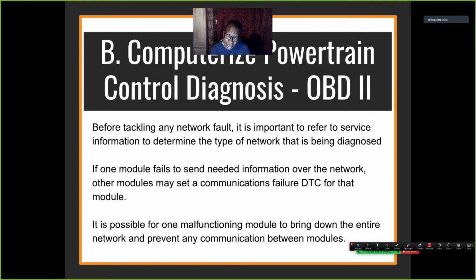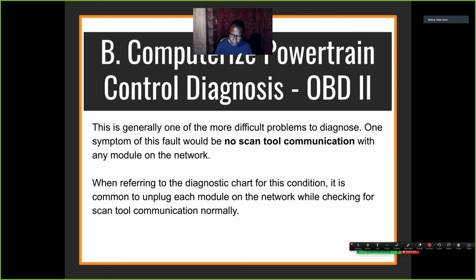That's why sometimes in the diagnostic routine for the modules, it routinely says to disconnect one module at a time and see if communication comes back. So one module can actually take out another module. This is generally one of the more difficult problems to diagnose.